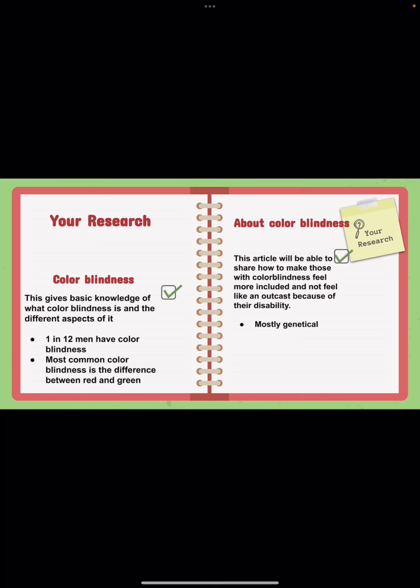The research that I was able to do on my own: one article was called Colorblindness. This gives basic knowledge of what colorblindness is and the different aspects of it, and there are a few facts that I found listed below. The other article that I found was called About Colorblindness, and this really shows how we can make those who have colorblindness feel more included, because this is something genetic.